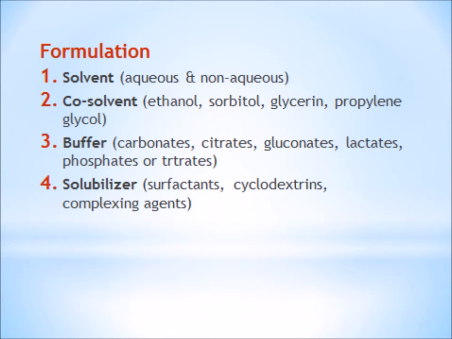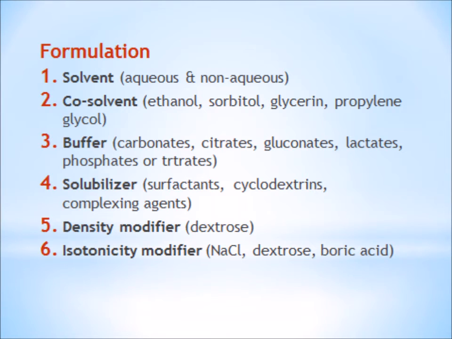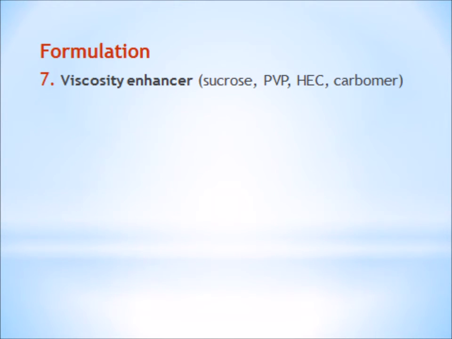Solubilizer. Example, surfactants, cyclodextrins, complexing agents. Number 5, density modifier. Example, dextrose. Number 6, isotonicity modifier. Example, sodium chloride, dextrose, and boric acid. Number 7, viscosity enhancer. Example, sucrose, PVP, HEC, and carbomer.